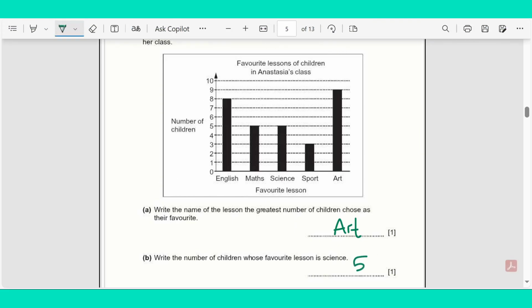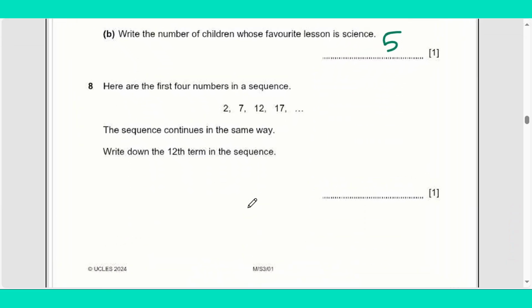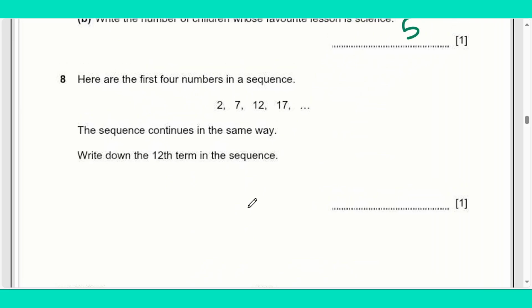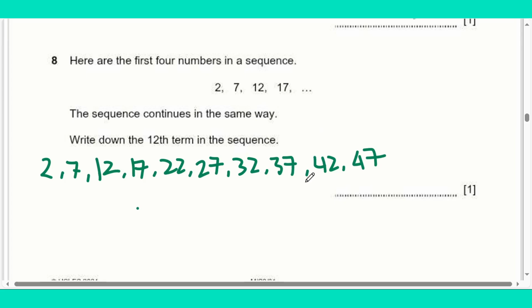Let's move on. Next is number 8 here. Here are the first 4 numbers in the sequence: 2, 7, 12, 17. The sequence continues in the same way. Write down the 12th term in the sequence. Let's check out the answer, guys. You may pause if you still need some time. Okay, you got your answer, guys. So the answer for this is 47, the 12th term.